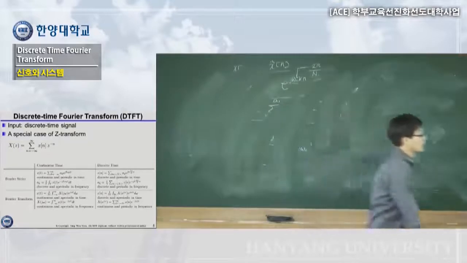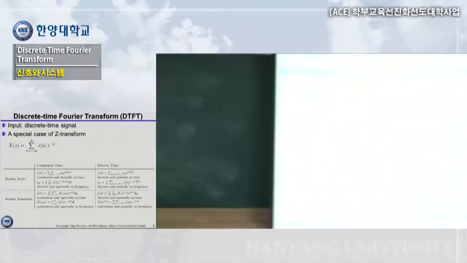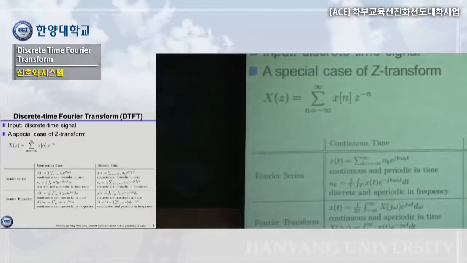I will re-explain this one in the next lecture. However, let's look at this very interesting, good table comparing the Fourier series and Fourier transform in the case of continuous time and discrete time.